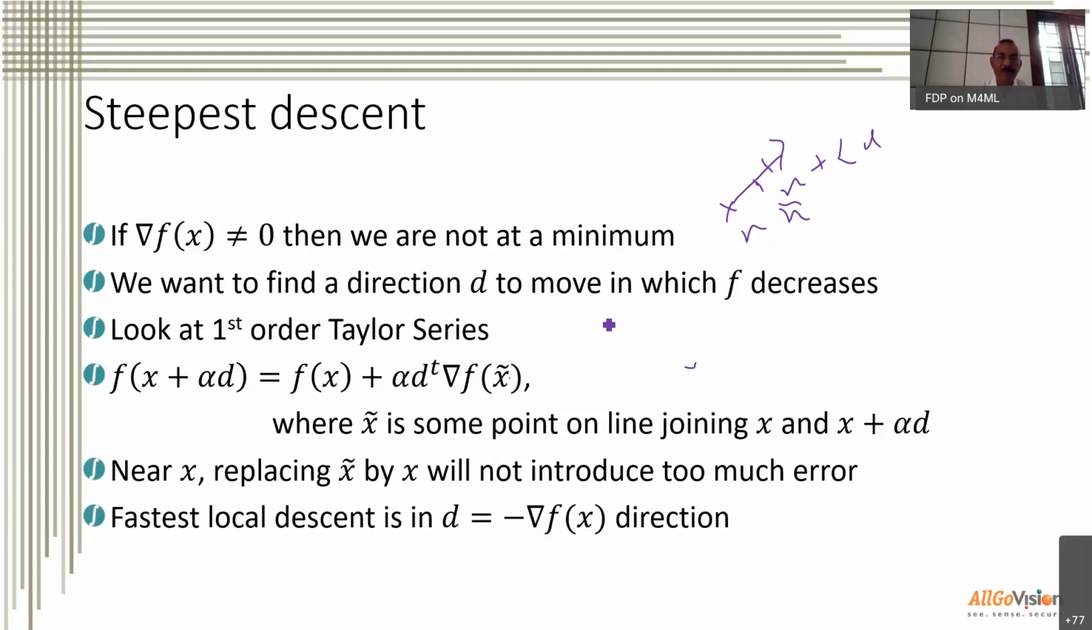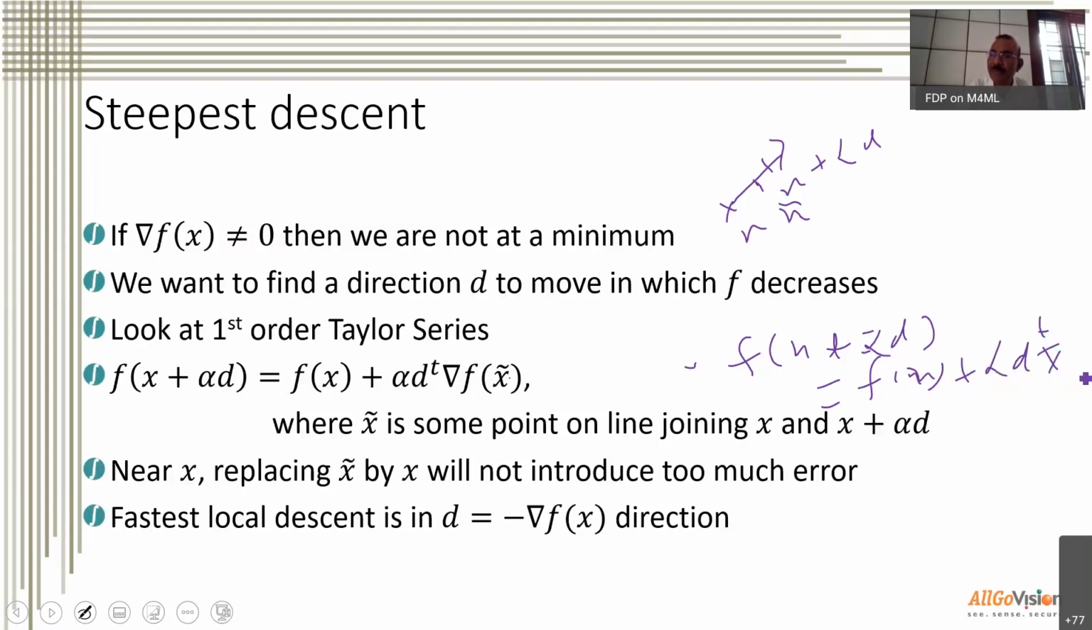Now, another way you can find of writing the Taylor series can also be like this. f of x plus alpha d is also written as equal to f of x plus alpha times d transpose del f(x). Sorry, just one thing. Okay. Let me rewrite this part one second.